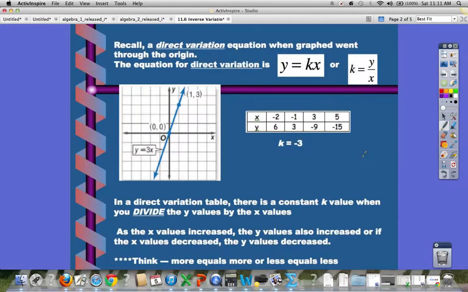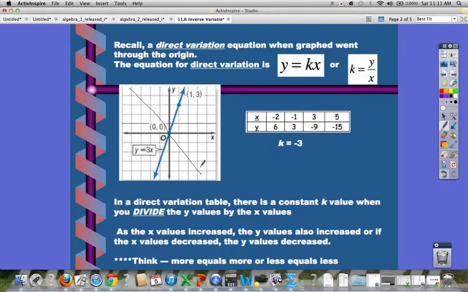Recall, we're going to have to go back and talk about direct variation first so we can make sure we understand all of that again, because it kind of goes along with this. Recall that a direct variation equation, when you graph it, went directly through the origin, whether it was a positive slope or a negative slope, as long as it goes through the origin and is a straight line.